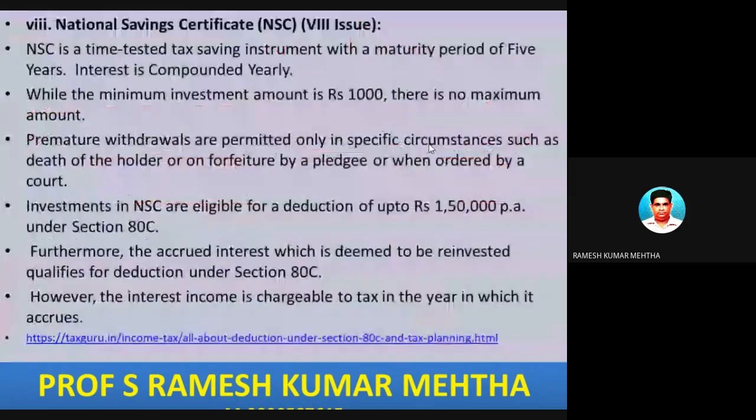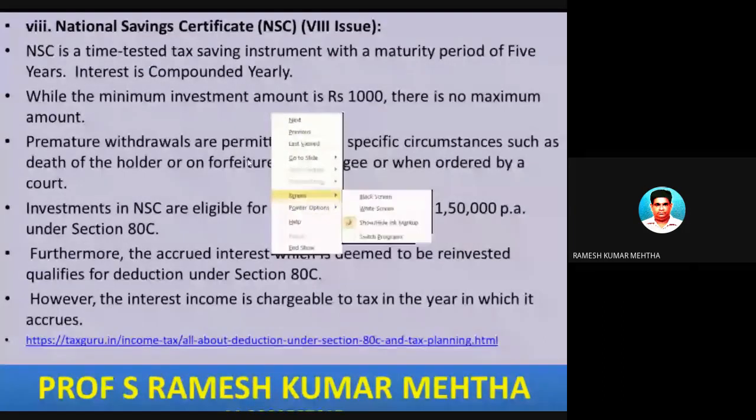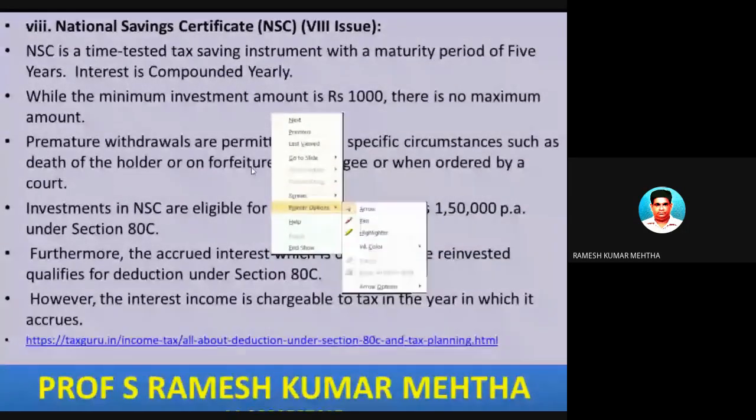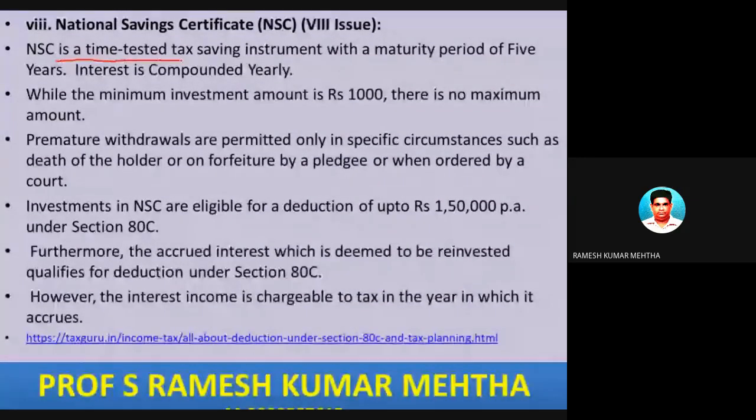Next one is National Savings Certificates. In short, we call it NSC 8th issue. Okay, so let's look at some of the provisions under section 80C as far as National Savings Certificates 8th issue are concerned. National Savings Certificate is a time tested tax saving instrument with a maturity period of 5 years. So maturity period is 5 years. Interest rate is compounded yearly. The minimum investment is 1,000 rupees. Maximum, there is no maximum amount prescribed.